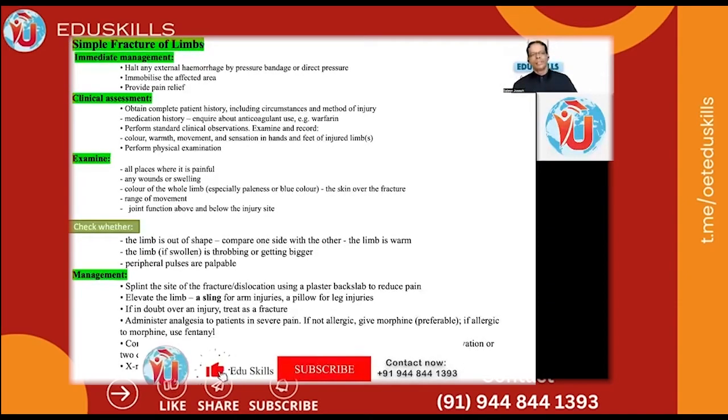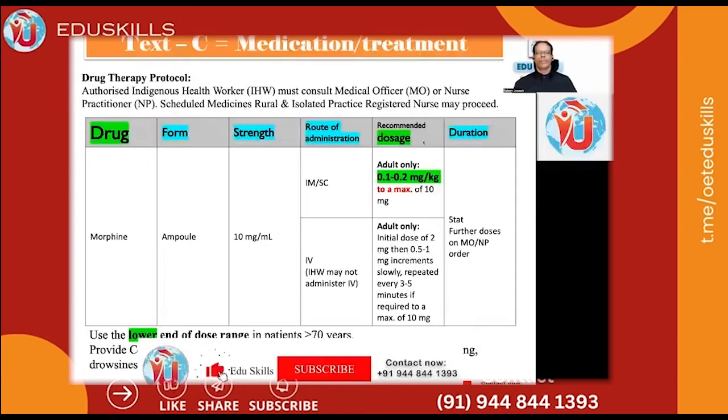Now the second one. Simple fracture of limbs is the main heading, and immediate management is the next subheading. Clinical assessment, examine, check whether, management. Okay, clinical assessment, examination, checking, and management. I gave a short heading like assessment and management, but you should go through these subheadings so that you can immediately launch whether it is under management, examination, clinical assessment, or immediate management. Looking at the question statement, you will be able to identify these things.